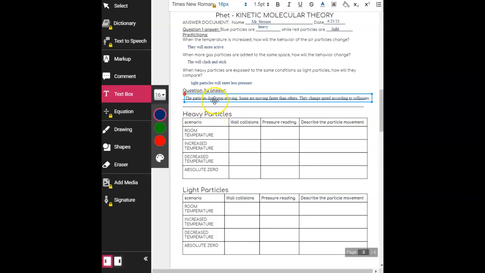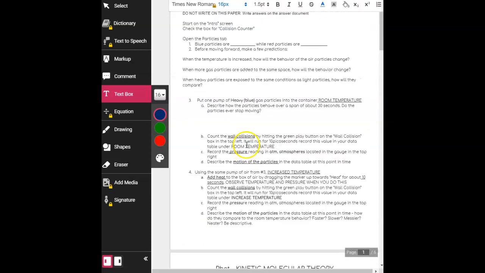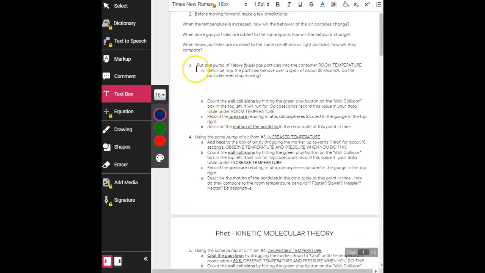We've observed that the particles don't stop moving. Some are moving faster than others. They change speed according to collisions. And now we're going to fill in this chart. It says put 1 pump of heavy blue gas. We have done that. And then we did A. And now it says count the wall collisions by hitting the green play button.